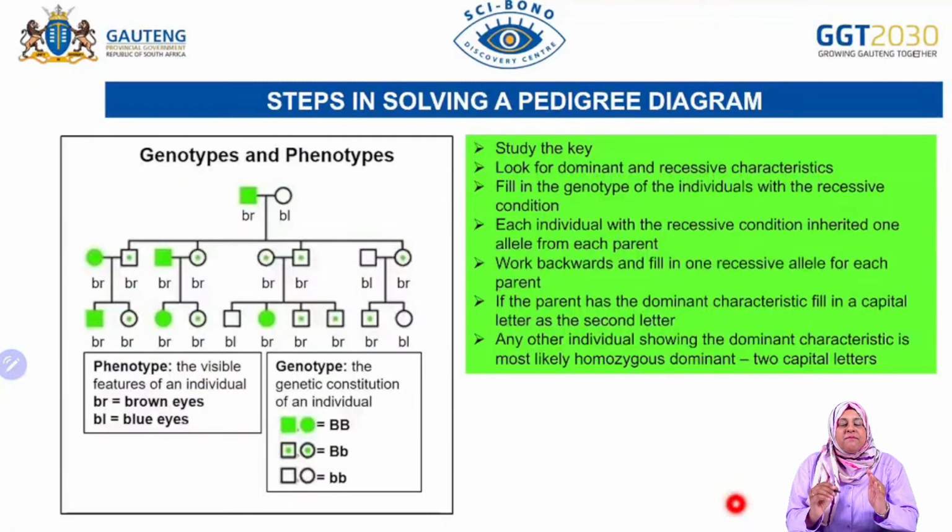And remember, to find out about the parent, how are you to know what the parent is? You have to look at the offspring. The offspring tells you what the parent is. So if the offspring is recessive, small t, for example, it must get one small t from the mother, one from the father. But if the mother and father are showing the dominant characteristic, then they are heterozygous. Then you'll put a capital letter next to the parent, okay? So that's how you will work out the pedigree diagram.